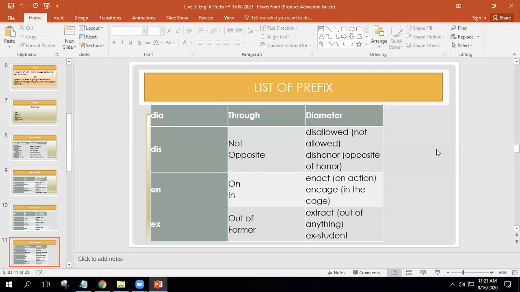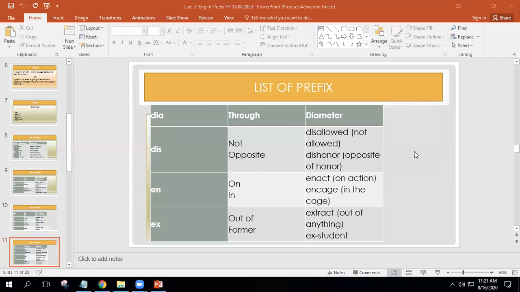Next, dis. This means not or opposite. That is, this is a negative prefix. In order to make something negative, we use this here. Examples are disallowed, that means not allowed. Dishonor means opposite of honor.